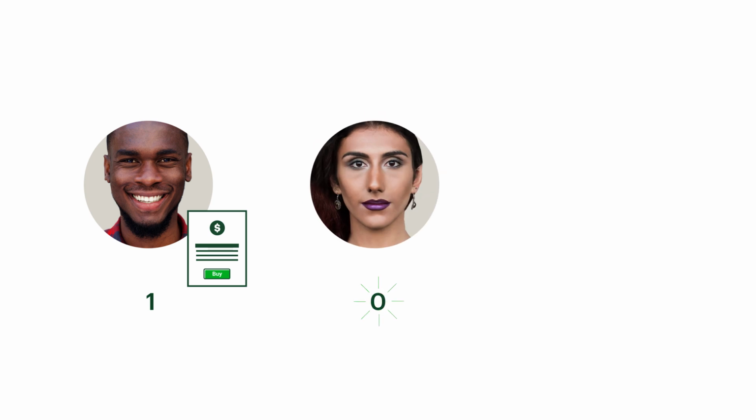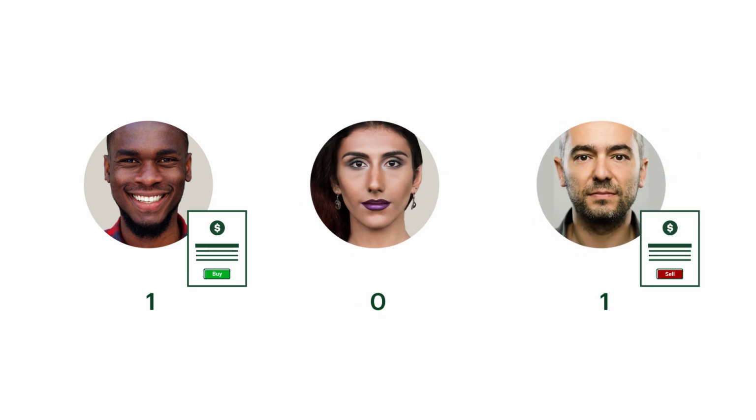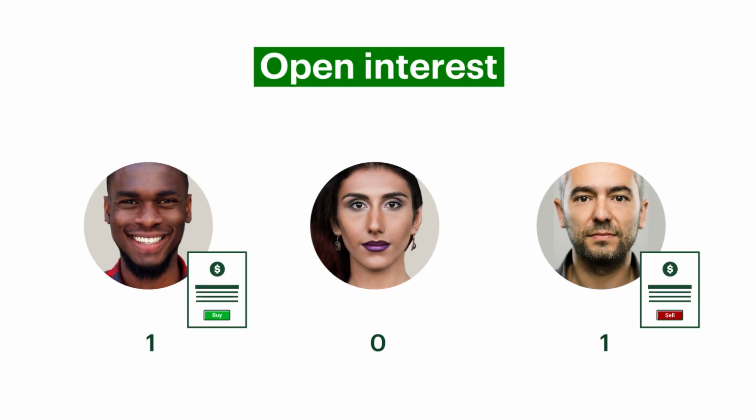Remember, when the number of opening trades is the same as the number of closing trades, the open interest remains unchanged. So, let's do a little math to sort out the situation. Jack bought one contract, Sarah owns none, and Derek sold one contract. As you can see, there's still one bought and one sold contract in existence. Therefore, the open interest is still 1.